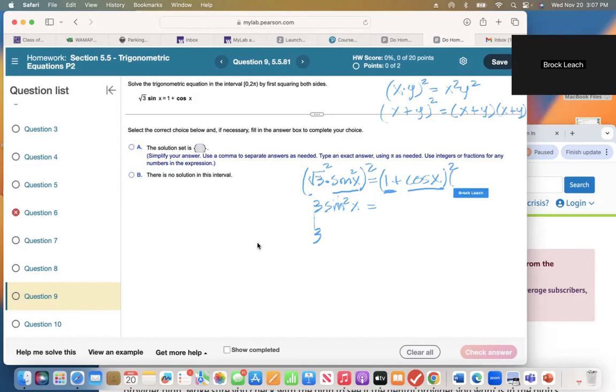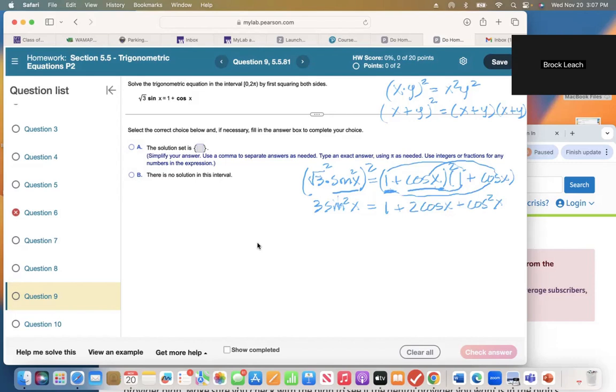So what we need to do is to multiply this plus that. So go 1 times 1, which is 1. And then do your inners and outers. So 1 cosine x plus 1 cosine x, which would be plus 2 cosine x. And then you do cosine x times cosine x, which is cosine squared x. Everybody see how I got here?